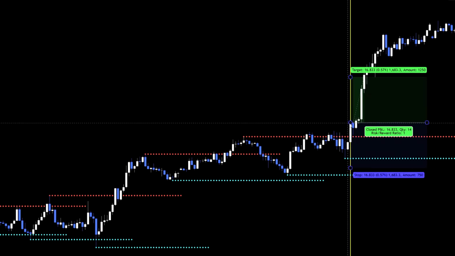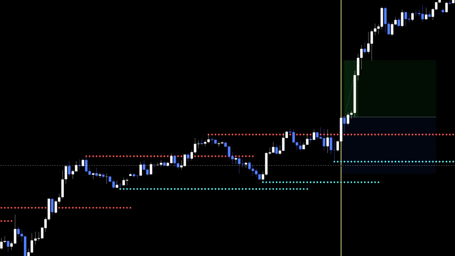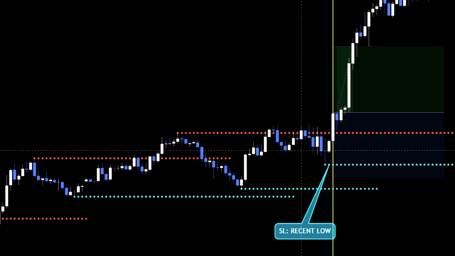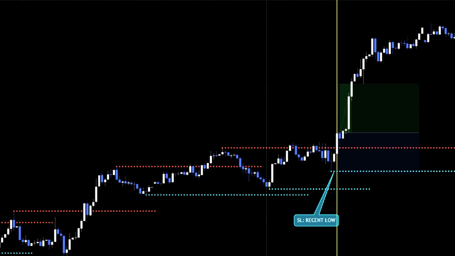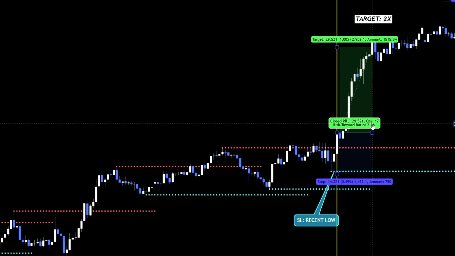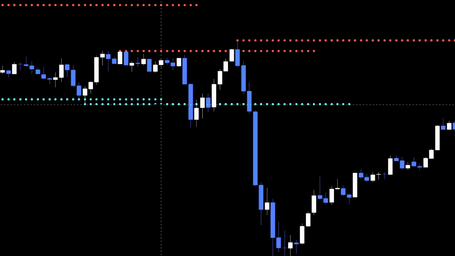When you get that breakout, enter your trade at the close of the breakout candle. For your stop loss, place it just below the recent swing low. Then for your take profit, aim for a risk to reward ratio of 1 to 2. So, if your stop loss is $5 below your entry, your take profit should be $10 above it. For a sell trade, it's the opposite.